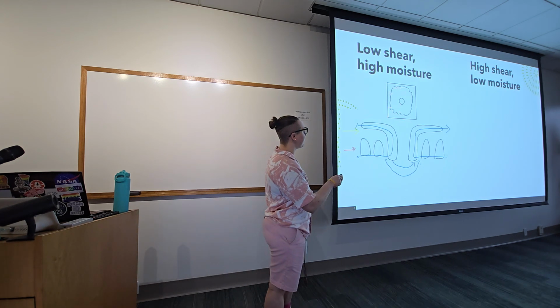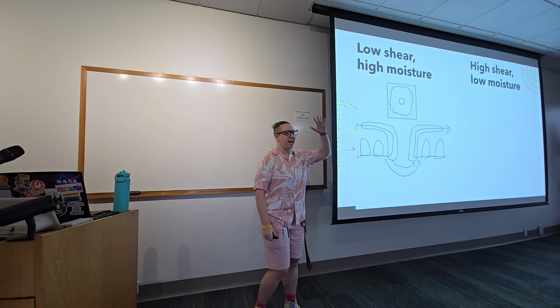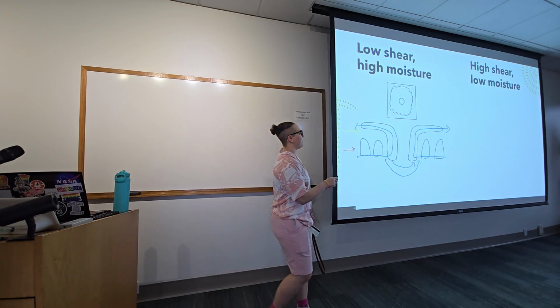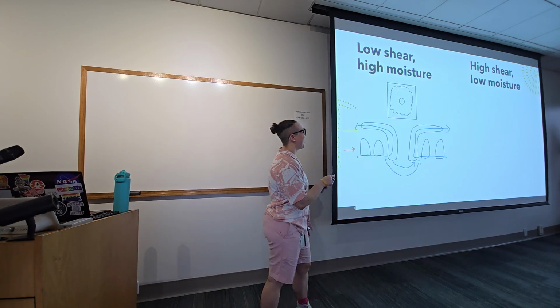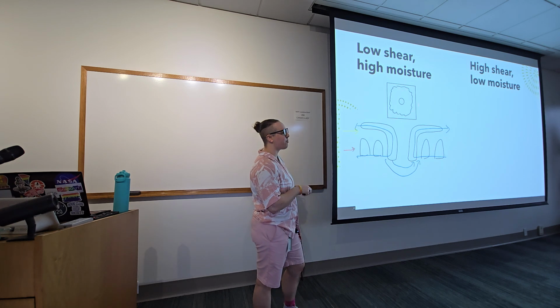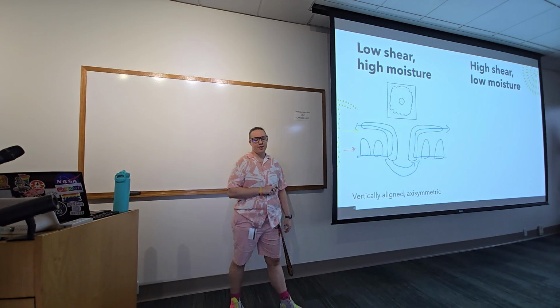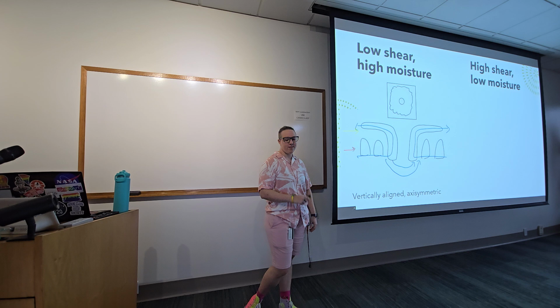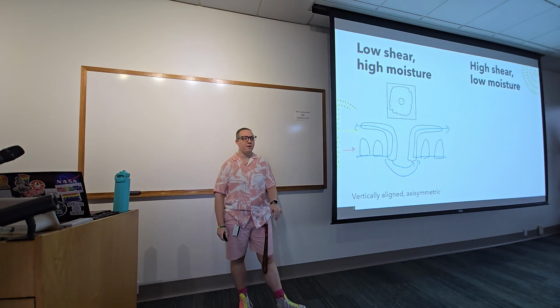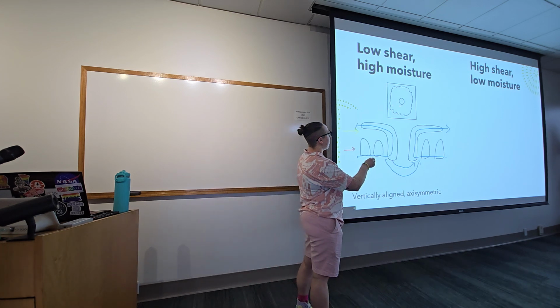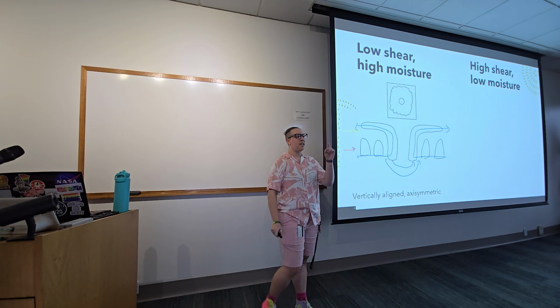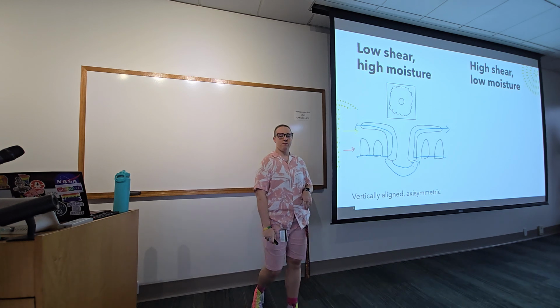Now the top image here is what it looks like if you look at it from the top down. So we have a nice circular eye, and then you have the clouds all the way around the storm. And so what we call this is a vertically aligned axisymmetric storm. So these clouds are symmetric all the way around our axis.